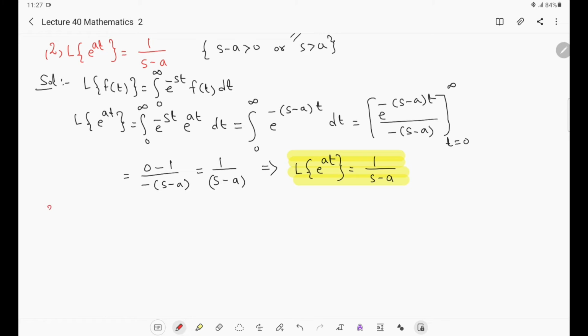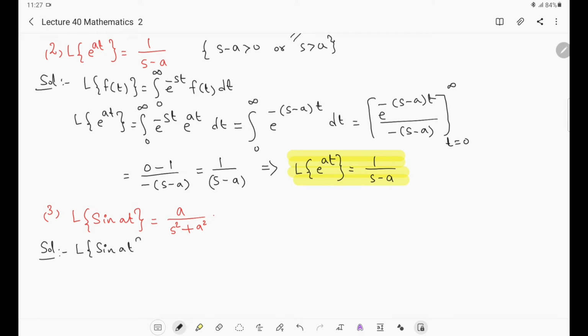The third formula that we are going to see now is the Laplace transform of sin at. It is given by a by s square plus a square. Let us see how we are going to get this. Again the same formula I have to use. So we know the Laplace transform of f of t equals, I am not going to write the formula repeatedly, directly I will use this.